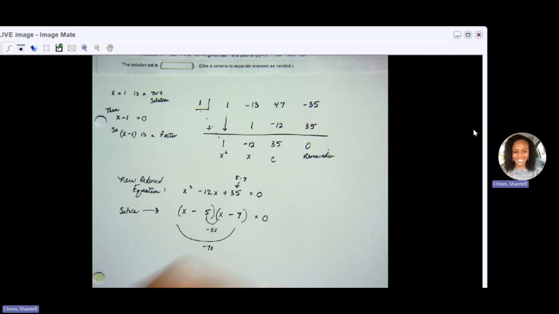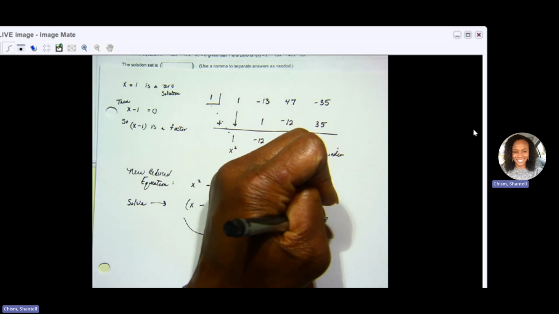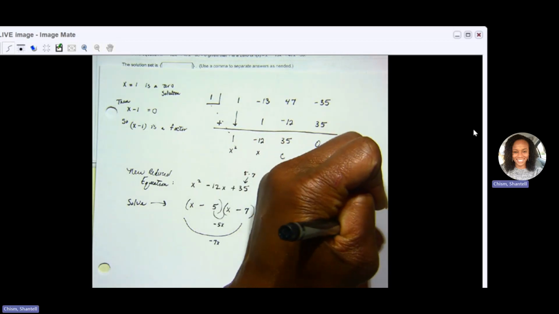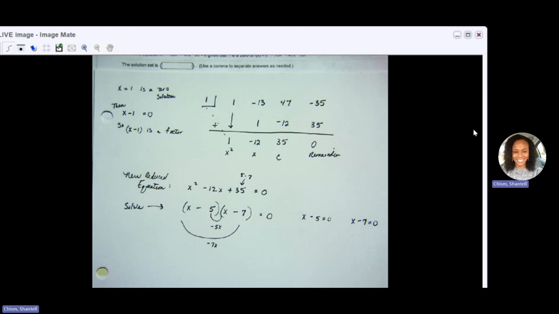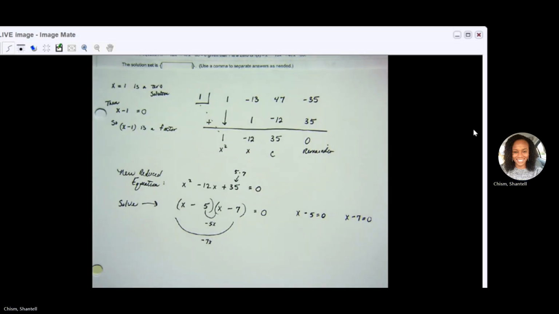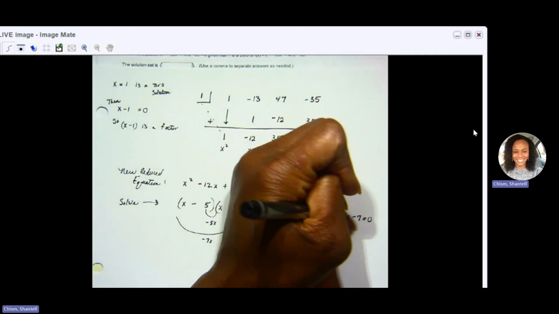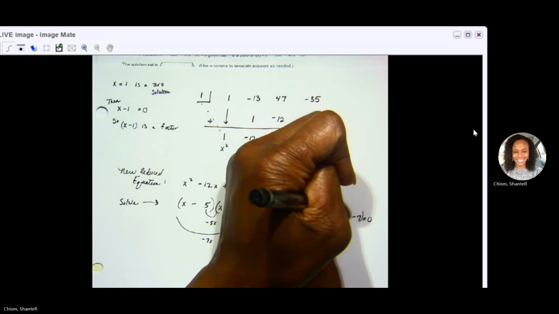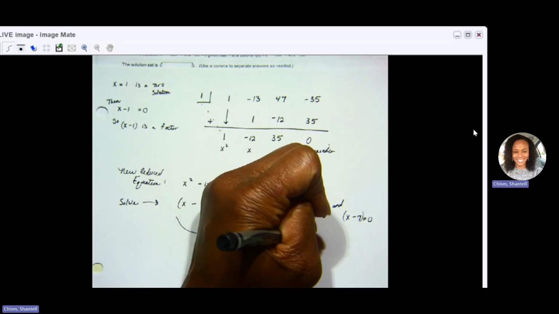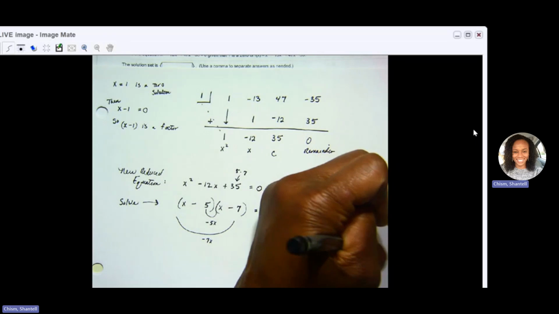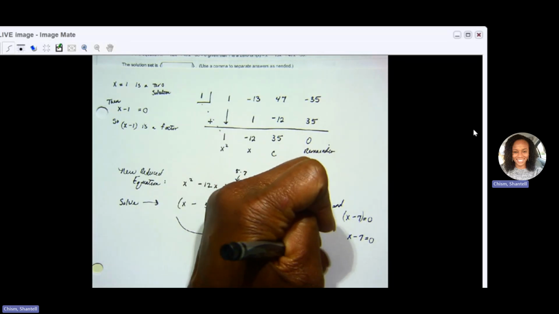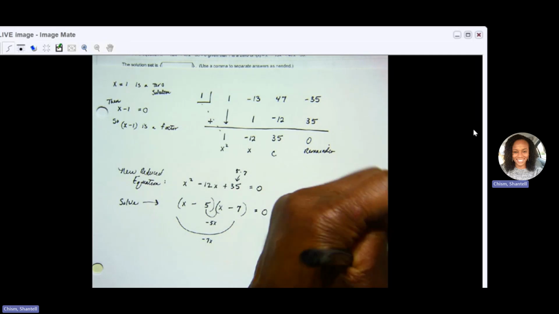I can break that product up. I can split those factors apart and place them equal to 0 individually and solve. That's called the zero product property. When a product is placed equal to 0, the individual factors of that product can be set equal to 0. That's the zero product property, okay? Placing the factors equal to 0 individually. So x minus 5 equals 0, or x minus 7 equals 0. So x equals 5, x equals 7.